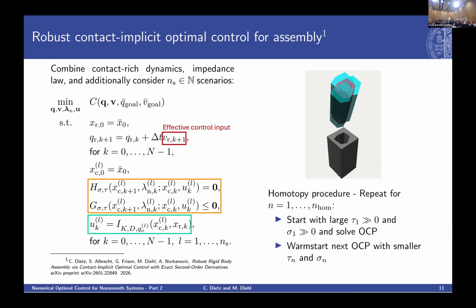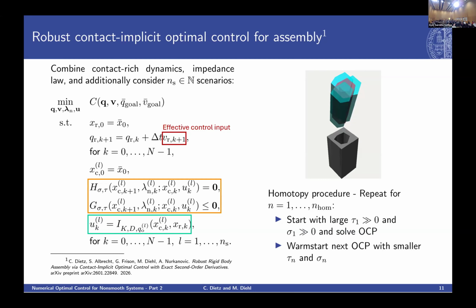Ideally we would like to solve this problem for very small tau, because then we're very close to the original non-smooth collision detection and physics simulation equations. But then it's quite hard for our numerical solver to find a solution, because we have a very non-convex, nonlinear problem. So the idea is to first use large tau and sigma, similar to what Moritz showed with this homotopy of tightening this relaxation of the complementarity constraints, find an initial solution, and then make tau and sigma smaller, warm starting the next instance of the optimal control problem with the previous solution.